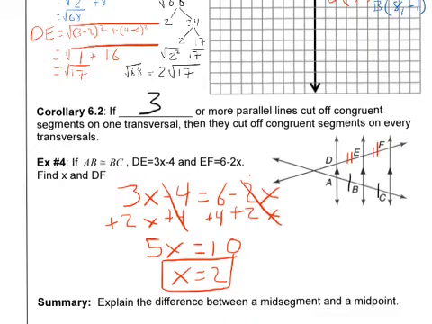And then if you wanted to find DF, you could just go ahead and plug it back into both of these, because DF is the total distance. So there's a few ways you can do that. Since you know they're congruent, you can plug it into one and double it. Or you could just plug them into both and add them together. So let's do that.